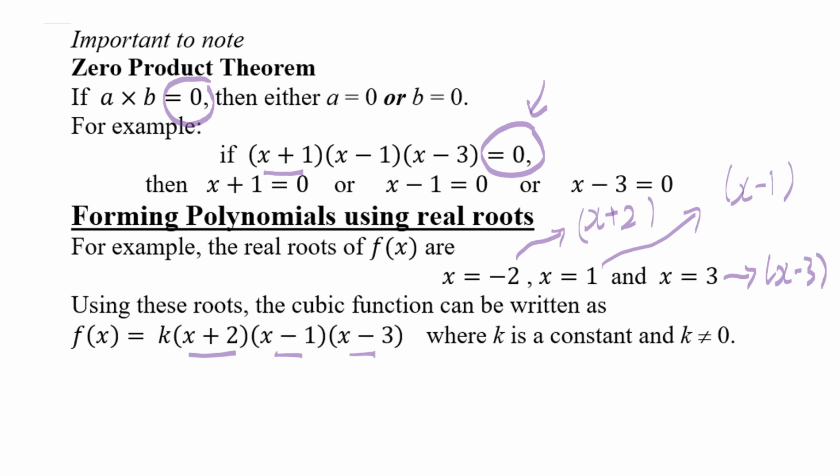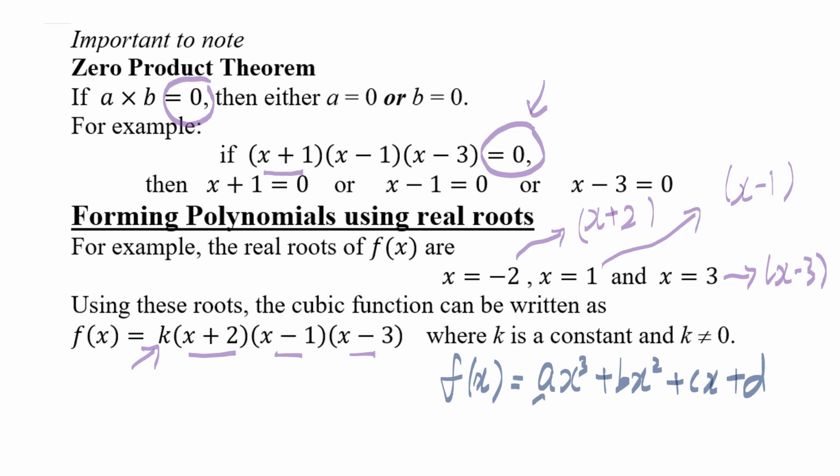Why is there a k here? Because for a cubic polynomial, the format is ax cubed plus bx squared plus cx plus d. And a, being the coefficient of x cubed, is not necessarily 1 all the time. It can be just a real number. So it can be 2, it can be -4, it can be 5, etc.